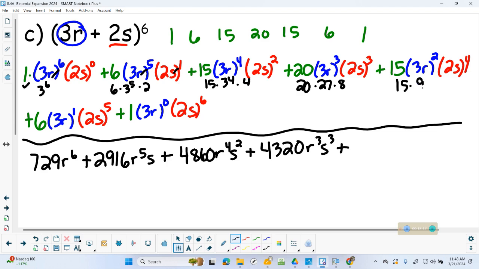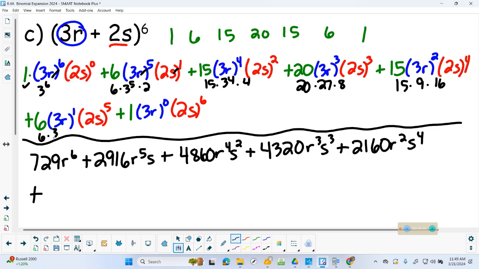15, 3 squared. 2 to the 4th, I actually got that one. So I did 15 times 9 times 16 in my calculator, 2,160. R squared, S to the 4th. Really, I'm running out of room. Okay, so here we go.